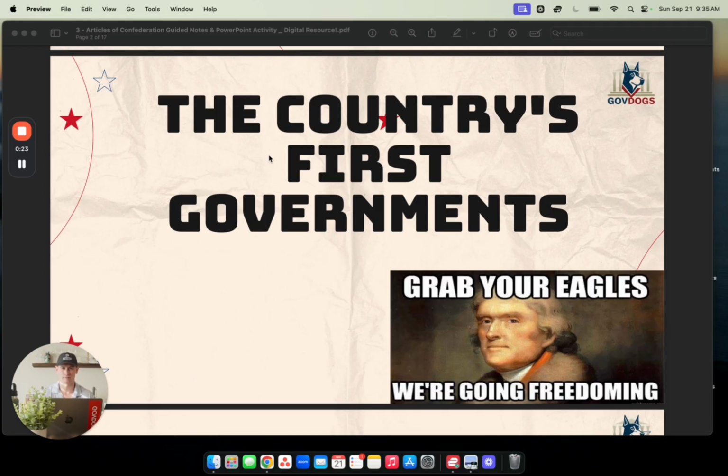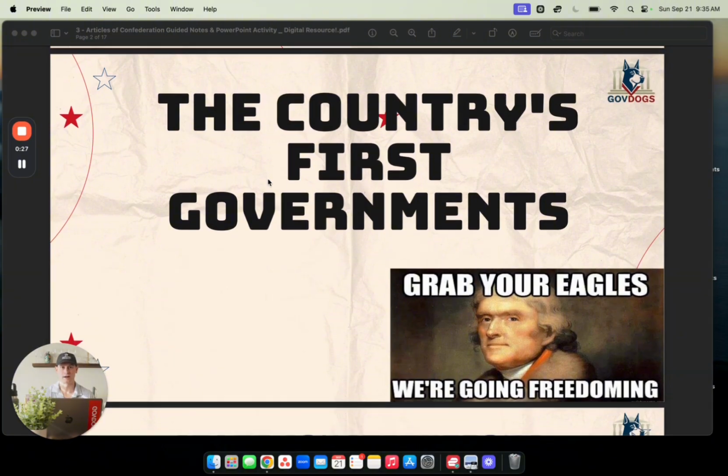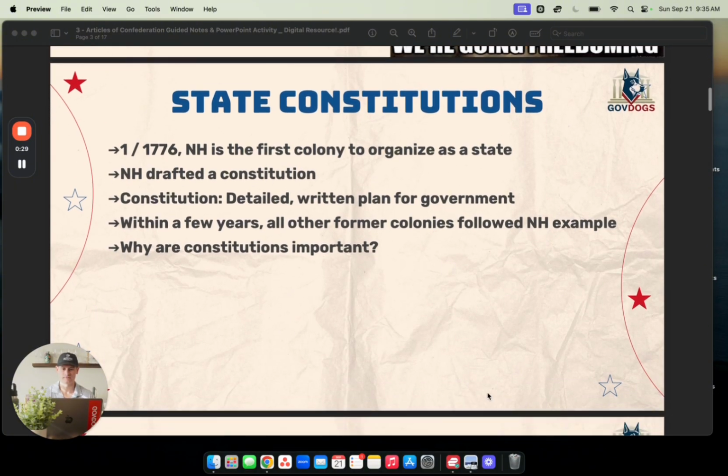We still had states that were kind of managing each other and making sure that their citizens knew what was expected of them and things of that nature. So New Hampshire is actually the first colony to organize as a state, and this happened in January of 1776. Just like any good state or any good government, the first order of business was to draft a constitution. Now, a constitution is a detailed written plan for government, all right?